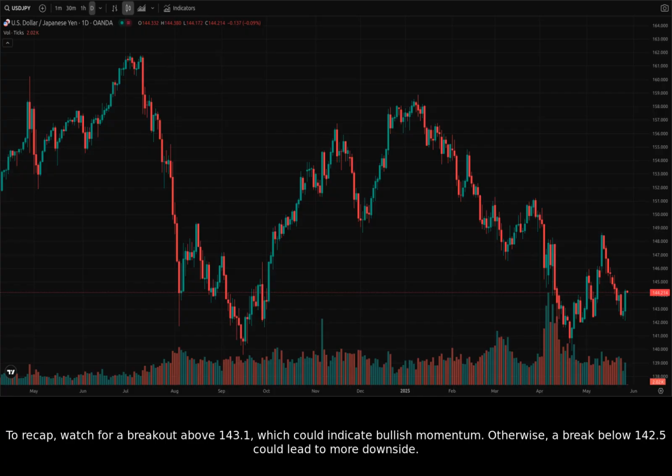To recap, watch for a breakout above 143.1, which could indicate bullish momentum. Otherwise, a break below 142.5 could lead to more downside.